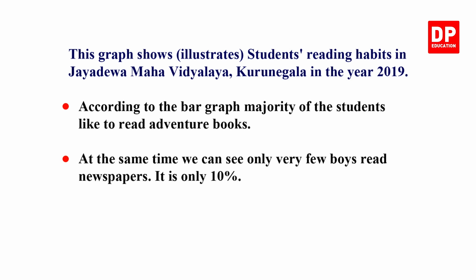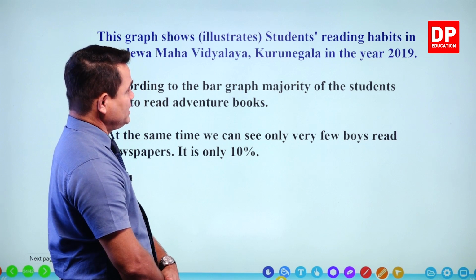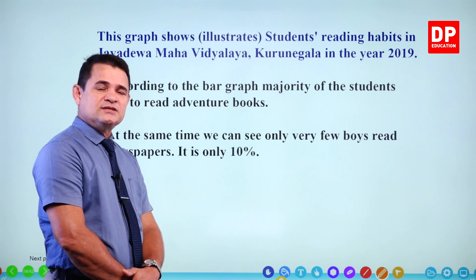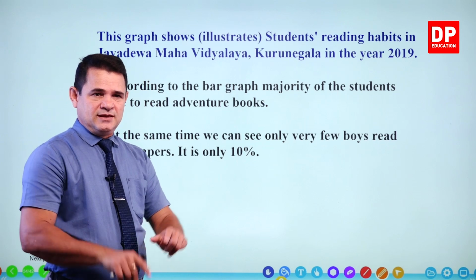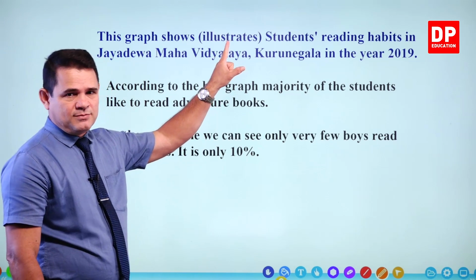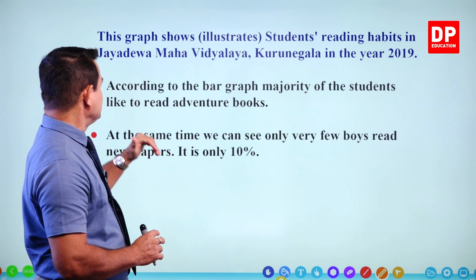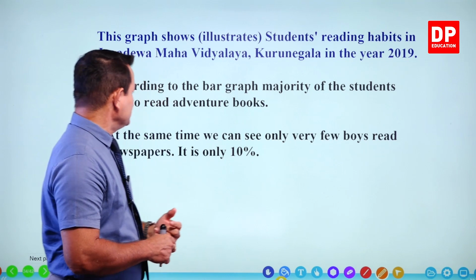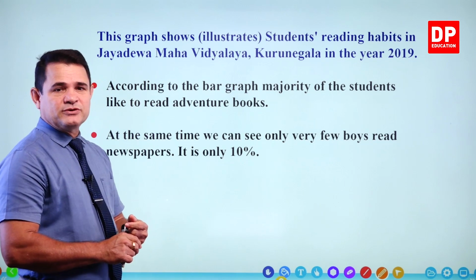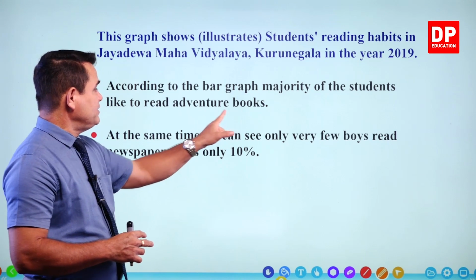This bar graph shows නැත්නම් illustrates students reading habits in Jayadeva Mahavidyalaya Kurunegala in the year 2019. So this can be the starting sentence of your description. ඔබ ලියන ඒ description එකේ පළවෙනි වාක්‍යය මෙහෙම එන්න පුළුවන්. මේකෙන් කියන විදිහට මේකෙන් මොකක්ද කියවෙන්නේ? Next, according to the bar graph, majority of the students like to read adventure books. bar graph එකට අනුව බහුතරය කැමති adventure books කියවන්න.